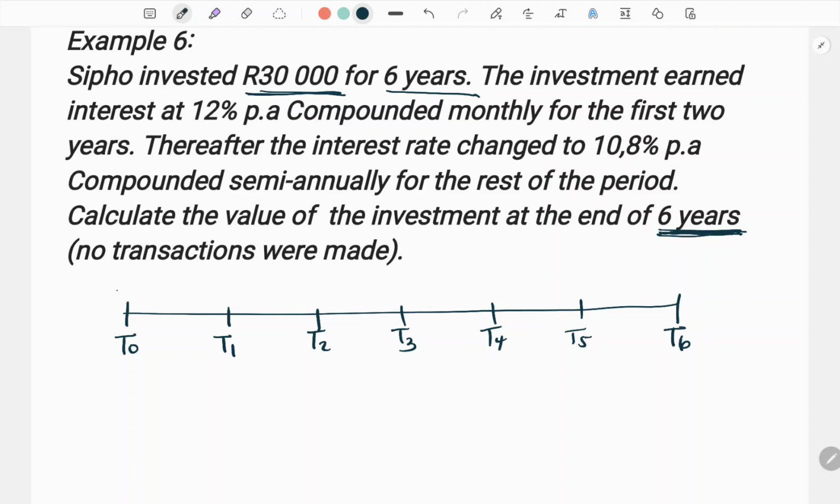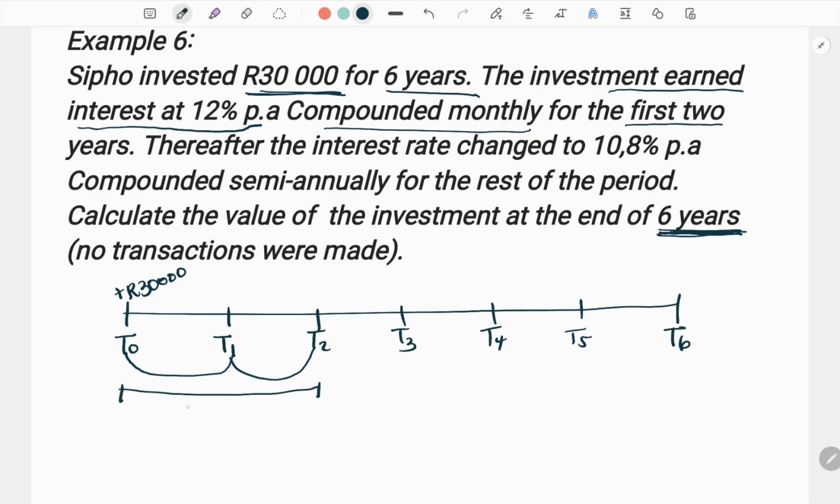So initially, we invest 30,000. The investment earned an interest of 12% per annum, compounded monthly, for the first 2 years. The interest is what? 12%. It means it's 12 over 100, and then compounded monthly, 12 over 12. First 2 years. It means N is 2.